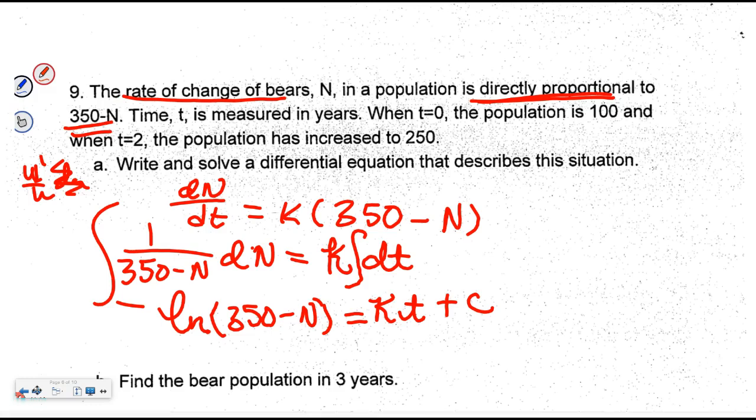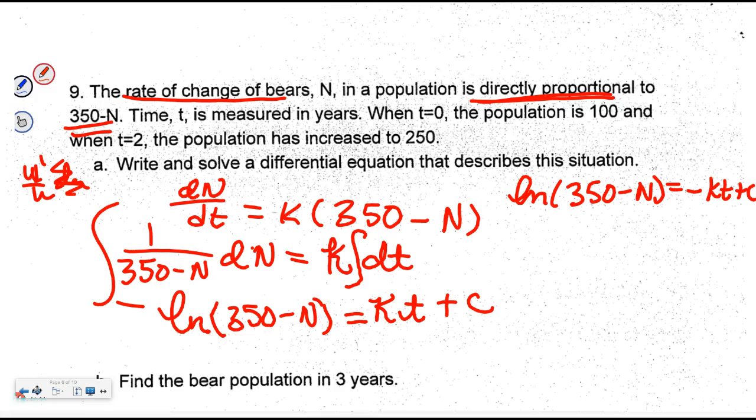What that's going to do is I need to get rid of it before I can exponentiate. I need naked natural log. So what I do is I take the opposite of both of them and I end up with natural log of 350 minus n is equal to negative kt plus c. So I have to do that. What would I do next, Eldridge?